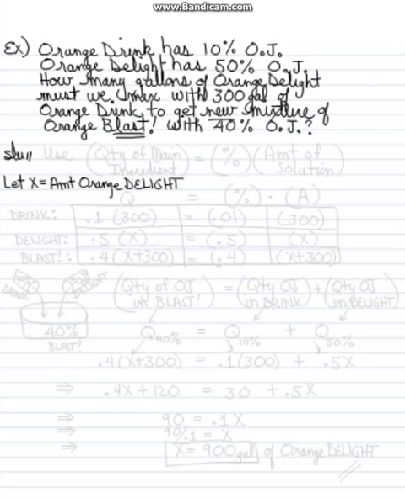Okay, let's solve this problem. We have a beverage called Orange Drink. It has 10% orange juice. We have a beverage called Orange Delight. It has 50% orange juice.